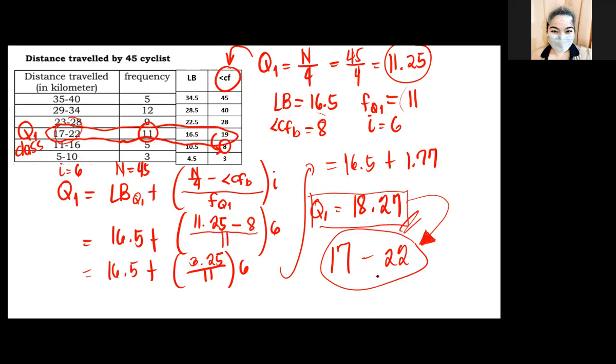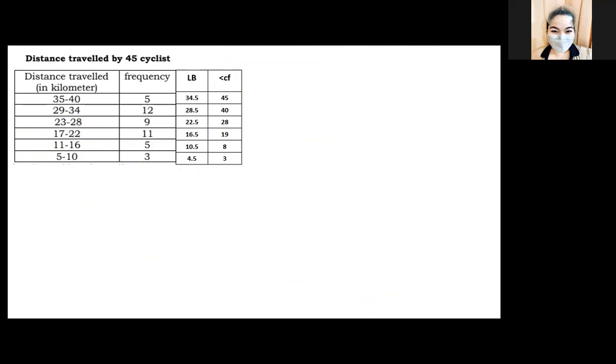How about for Q sub 3 or the upper quartile? Well, let's proceed to the upper quartile. Si upper quartile, ang kanyang locator ay 3 times n divided by 4, which is equal to 3 times 45 divided by 4. So, ano yung magiging answer ko dito? What is 3 times 45 divided by 4? 33.75.